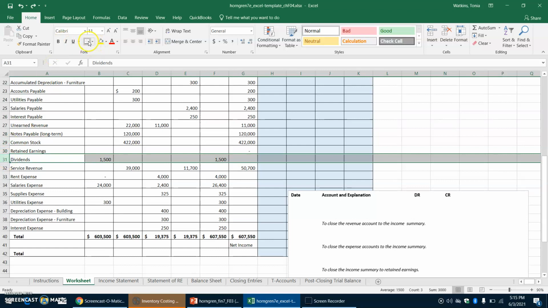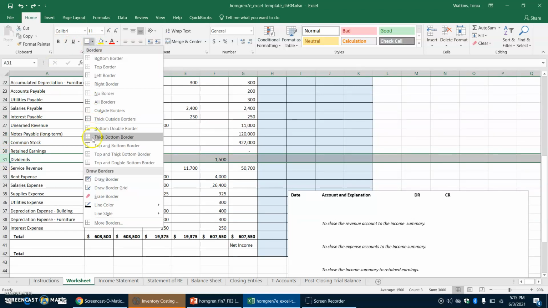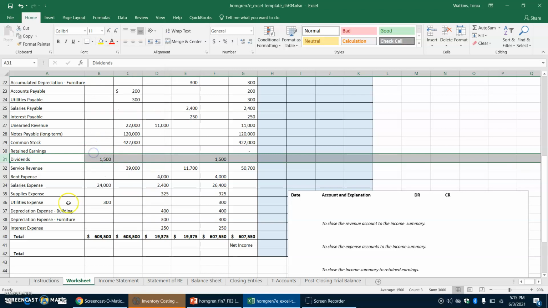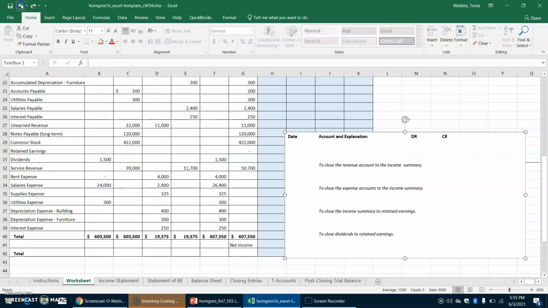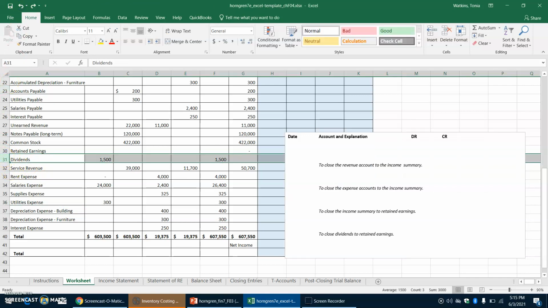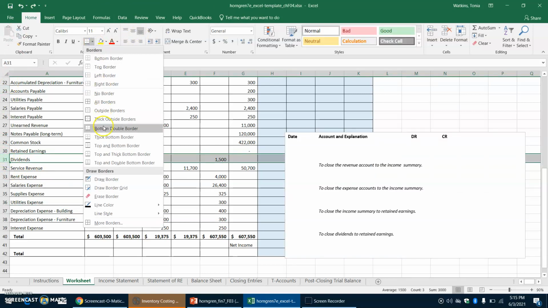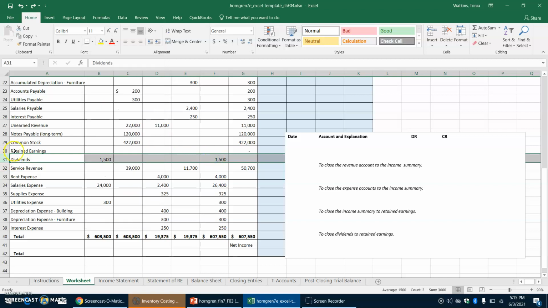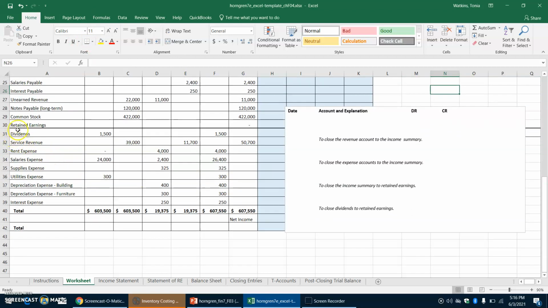So I'm going to add a thick bottom border. Actually, hang on. I want to do a top border. So that way I include dividends. Let me see. Okay, so you can see now every account under retained earnings, these are your temporary accounts. All revenues, all expenses, and dividends.